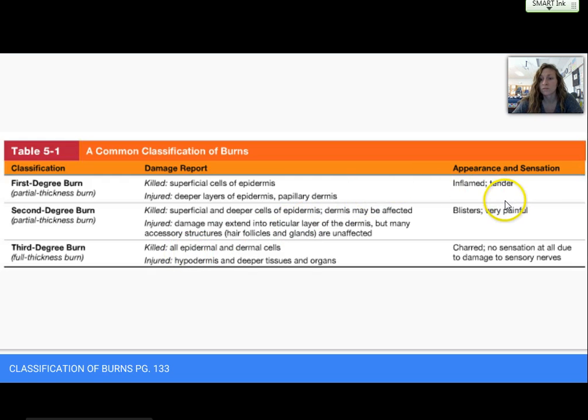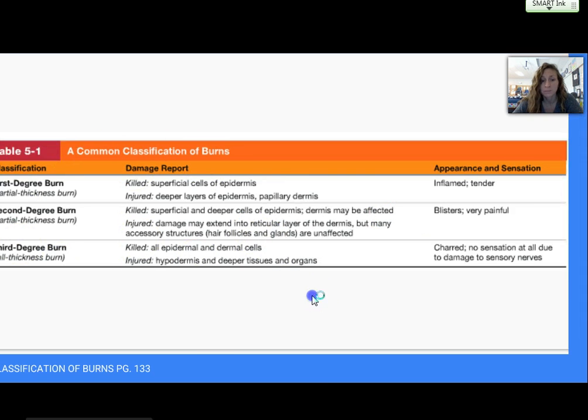First degree is going to appear inflamed and tender. Second degree, we're going to have blisters, it's going to be very painful. Third degree is literally charred, no sensation, all due to damage to sensory nerves. So it wouldn't be a bad idea to kind of copy down some details of this table.